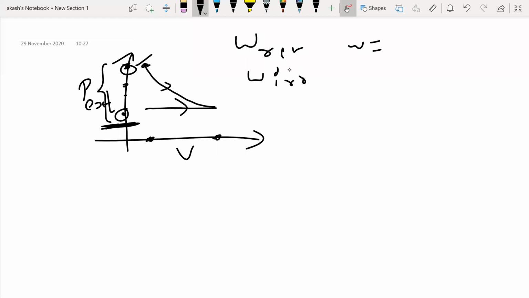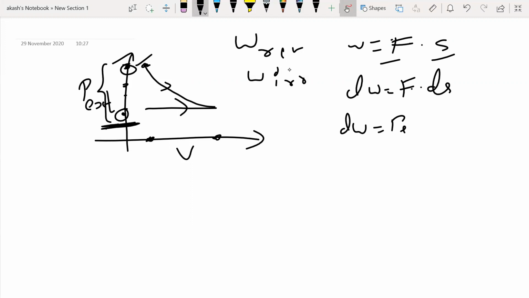Okay, fine. So if you don't know this, whenever you have work done in terms of F dot S, if you plot a graph between F and S, now how will you find the work done? I hope you remember this. You just have to go for the area under the curve, right? Because dW, I can write it as F dot ds. Same way, this dW, I can write it as P external integral dV.